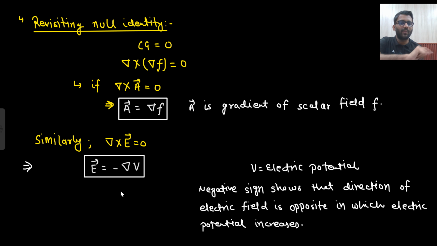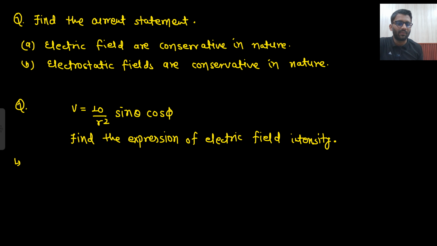We will see an example, it will be more clear to you. We will see a numerical example. Okay. So first find the correct statement. Electric field are conservative in nature? No. Electrostatic field are conservative in nature. So let's solve this numerical now.